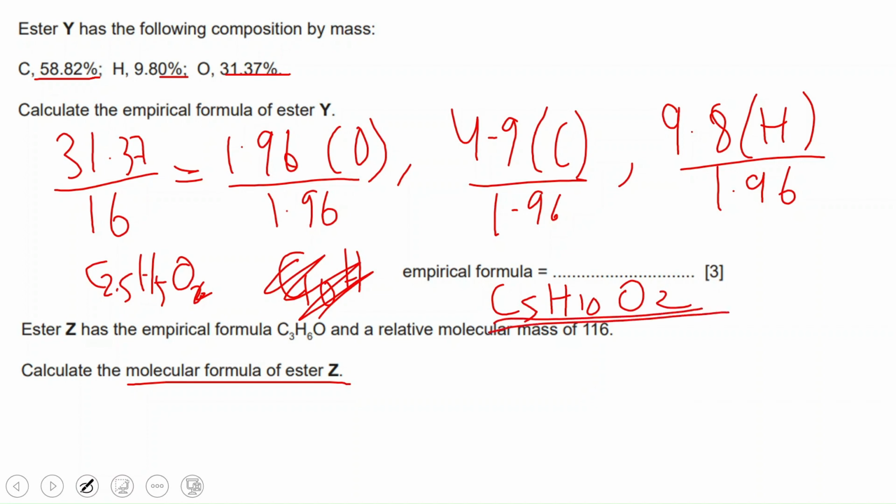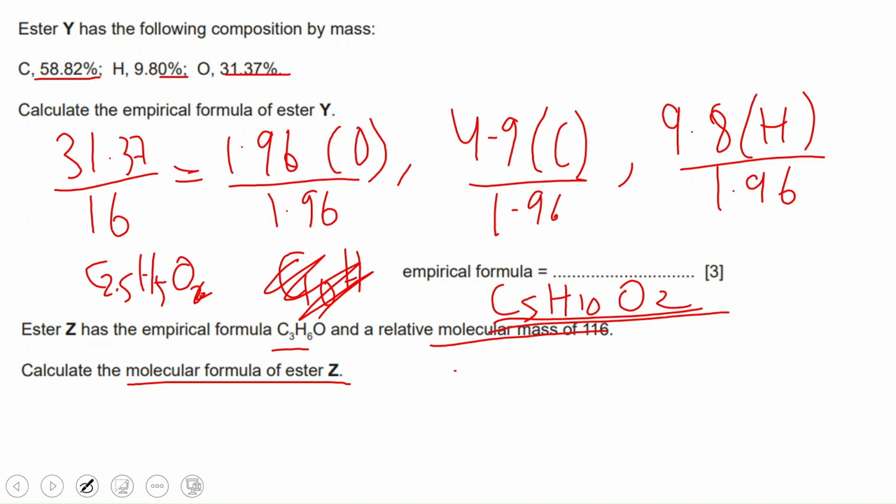So now it says that the relative molecular mass of the empirical formula is this. This is a different question, yeah? So ester Z has an empirical formula this, and the relative molecular mass is 116. Calculate the molecular formula of that. So what we have to do is find the Mr of C3H6O. Carbon is 12 into 3, plus H6 is going to be 6, plus oxygen is 16. So that's going to give us 58.